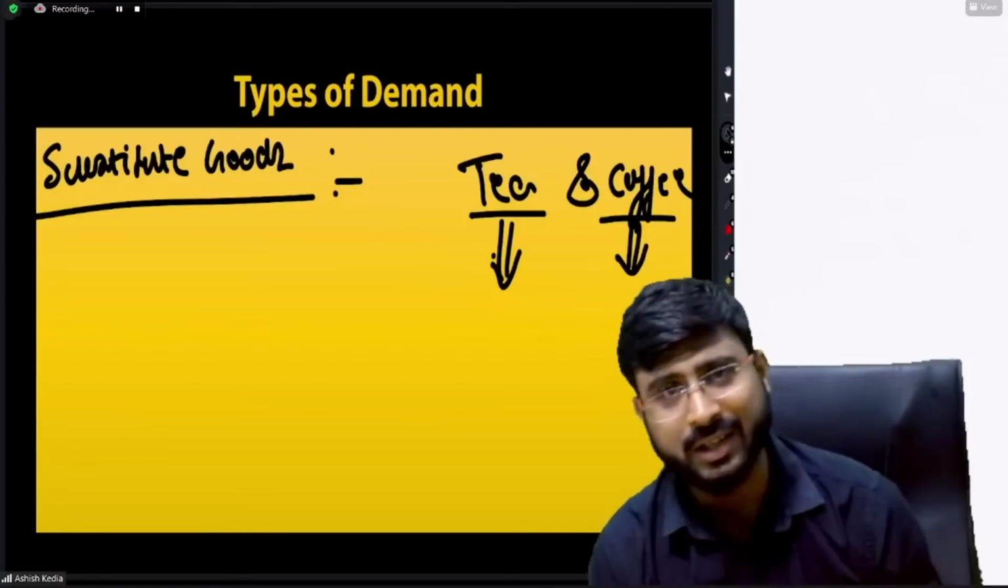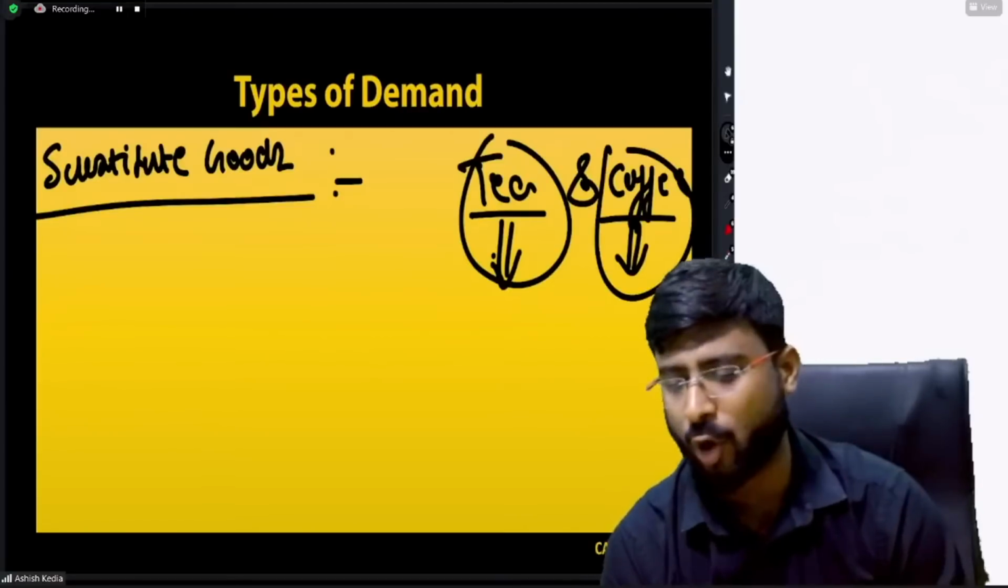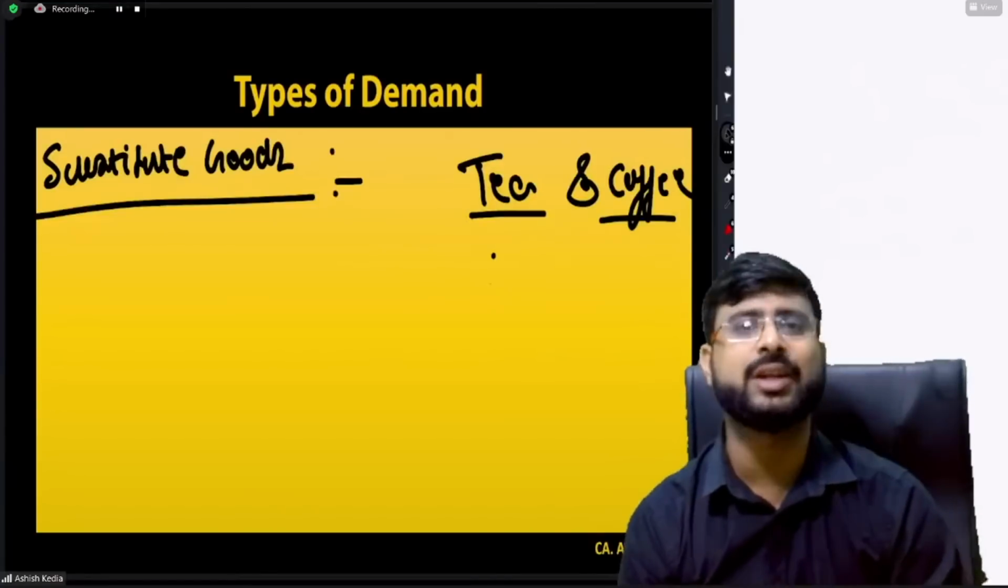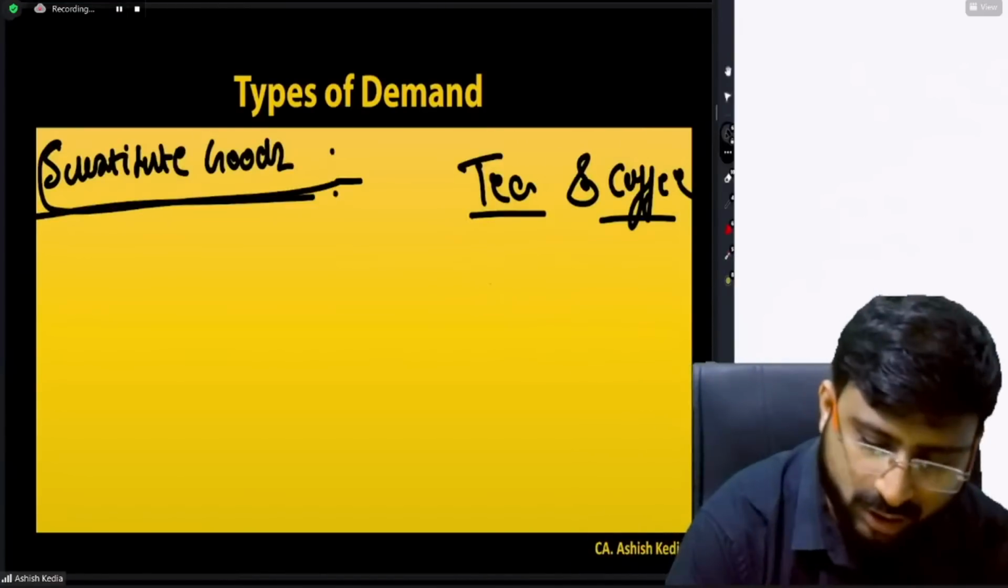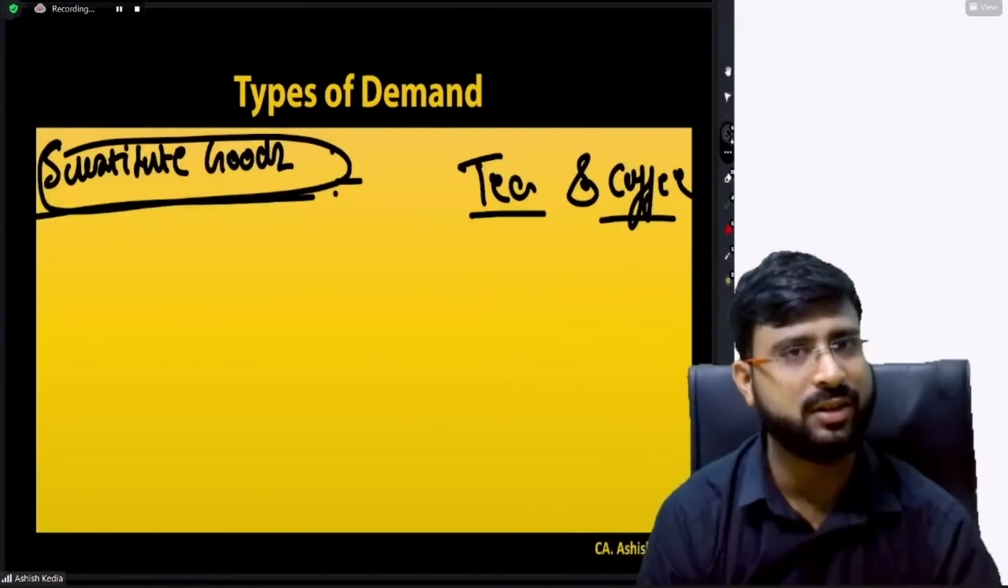If you visit a relative's house, they will also do the same thing. They will ask what you will have, tea, coffee or cold drink. Such products which are substituting one another, or rather enemies of one another, such commodities are called substitute goods. I hope it is clear.